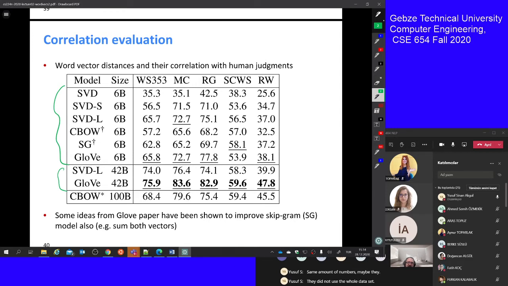Yeah, I don't know what the differences are. Wall Street Journal, it looks like that one. I think it might be the data set. But how come the same model is present with different sizes? I think they use some part of the data set, yeah. Maybe.